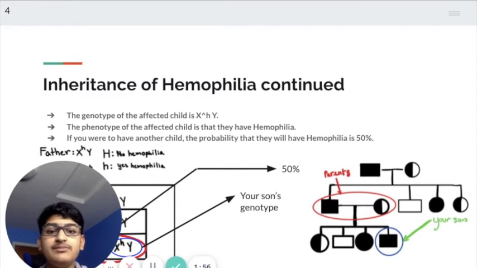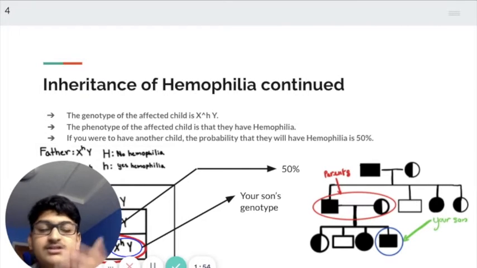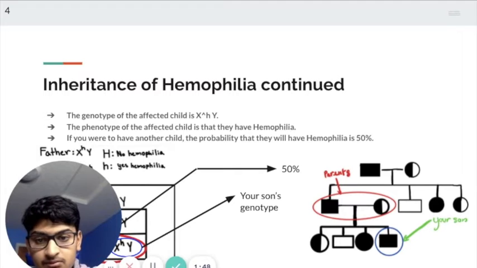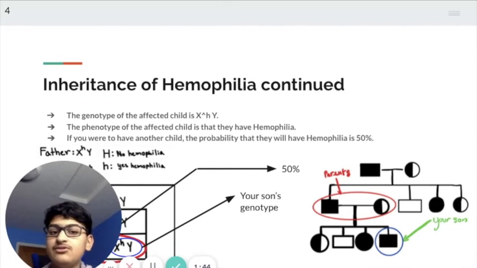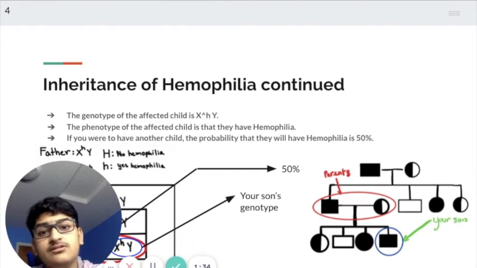We also know that he's male, because he has an X and a Y chromosome. With this Punnett square and the pedigree chart I've drawn to the left and right, I was able to determine that if you were to have another child, the probability that they will have hemophilia is 50%. That's something to consider.